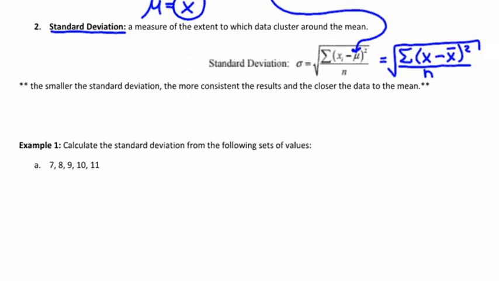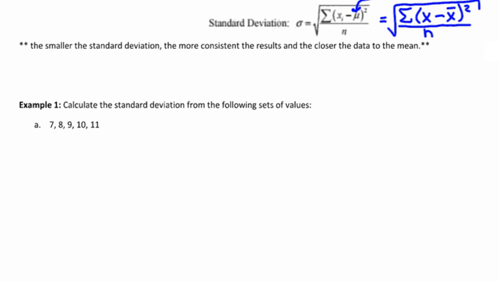Example 1. Calculate the standard deviation from the following sets of values. Our first step is to calculate our mean, which is our X with the line over top. We're familiar with doing that. We add our data all together and divide by the number of terms that are there.